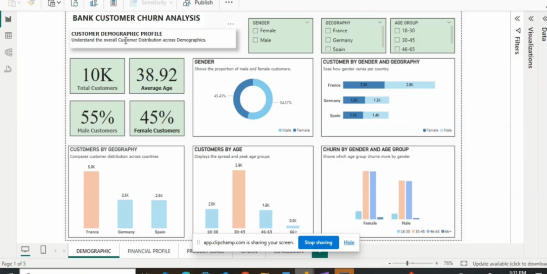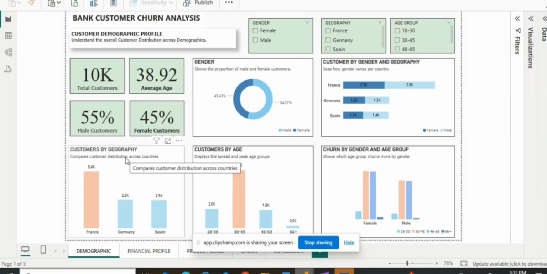So we have our KPIs here, we have our different charts here, we have our donut chart, bar chart, and then we have our filters here. These filters allow interactivity within this particular dashboard. So I have my customers by geography. According to this dashboard, we only have three countries: France, Germany, and Spain.